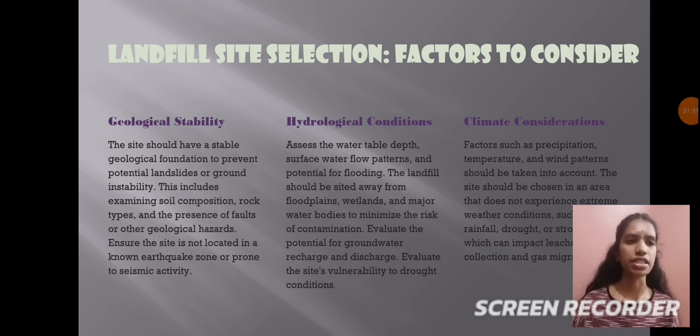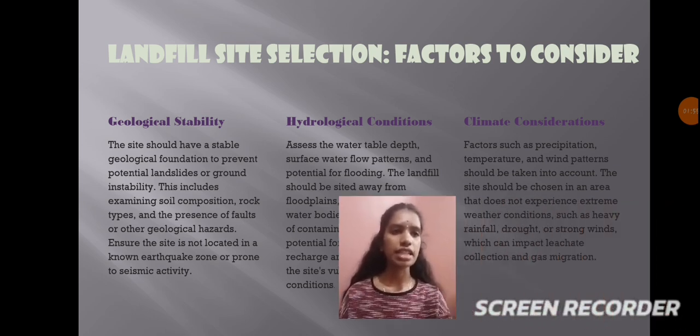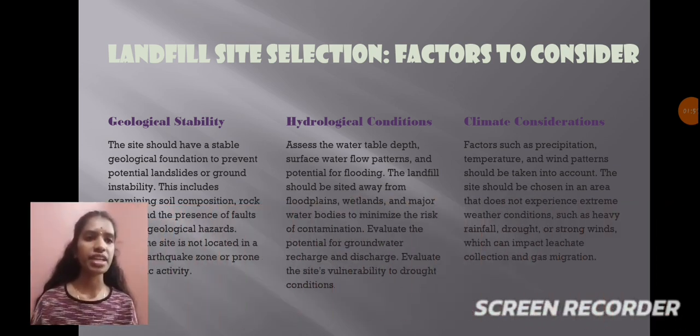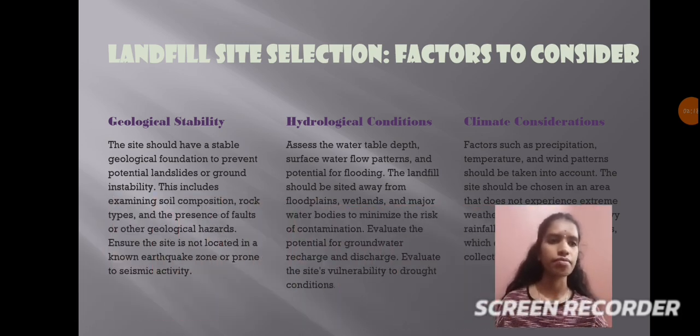Climate considerations. Factors such as precipitation, temperature, and wind patterns should be taken into account. The site should be chosen in an area that does not experience extreme weather conditions such as heavy rainfall, drought, or strong winds, which can impact leachate collection and gas migration.